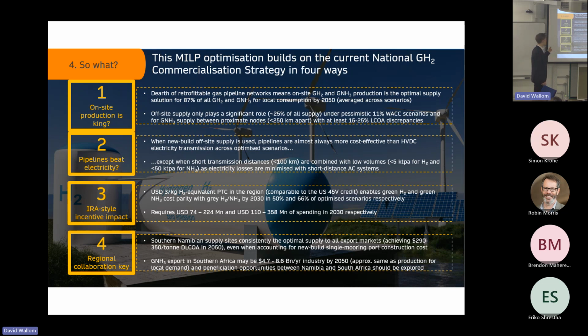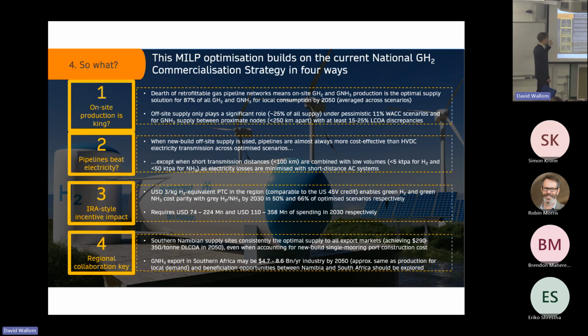The third relates to that last slide. An Inflation Reduction Act style green hydrogen and green ammonia incentive would have a significant impact on this region. Essentially it would mean that green hydrogen and green ammonia reach cost parity with grey hydrogen and grey ammonia by 2030 in 50% and 66% of the optimized scenarios respectively.